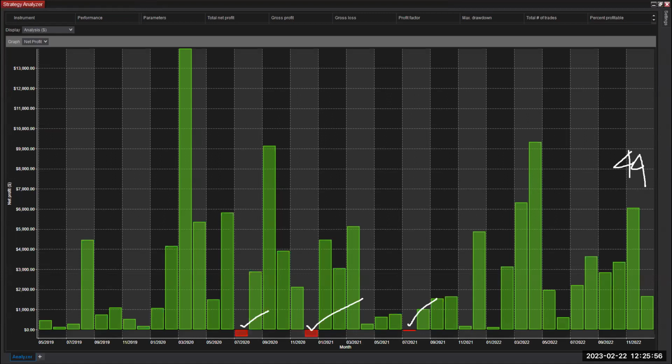With the largest losing month less than $500. You can see this is 1,000, so down here would be about 1,000. And you can see it's less, it's like 430 or something like that.